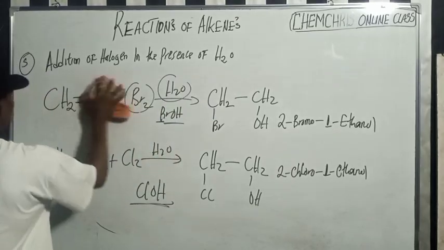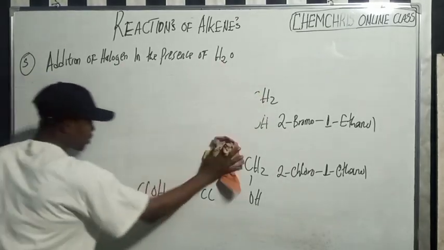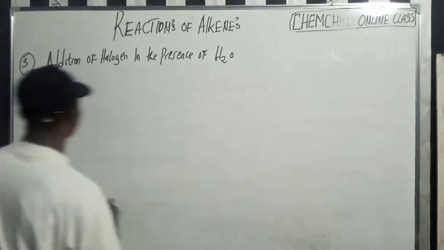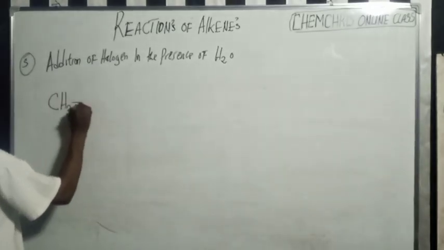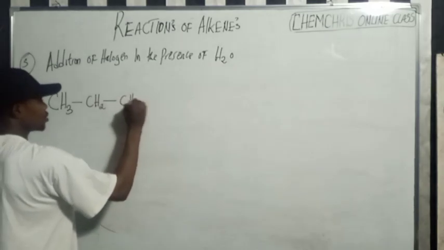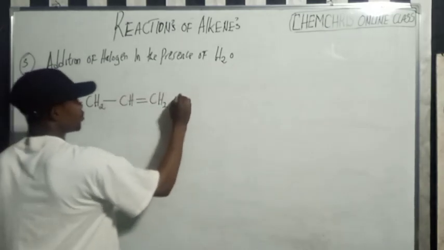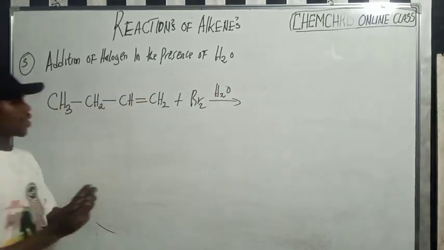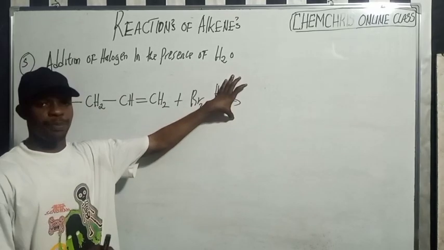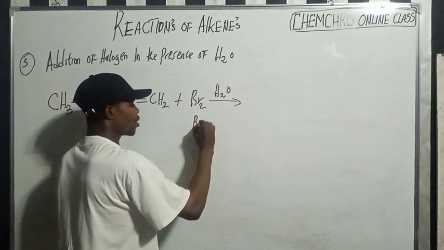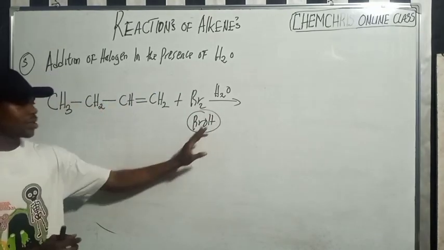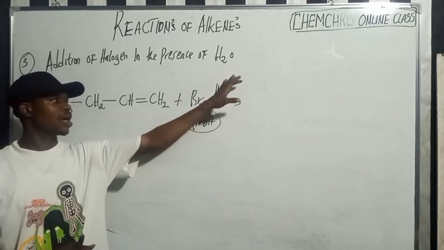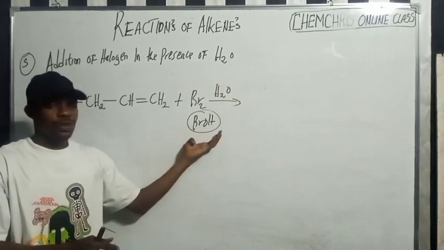So let's take another example here. Let me look at another example so that you understand this properly. So if I have something like this, CH3, CH2, CH double bond CH2 plus Br2 H2O. Now what happened here? Two of them will react to form a bromine water, right? So you have BrOH. This is what you're adding. Whenever bromine is reacting with water, it only forms bromine solution.